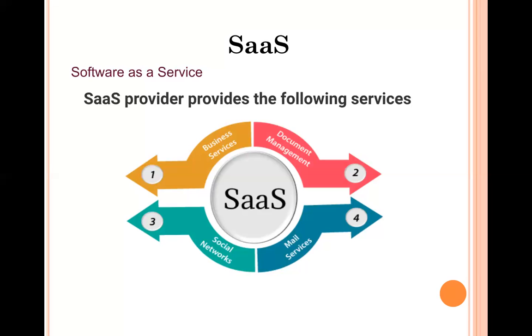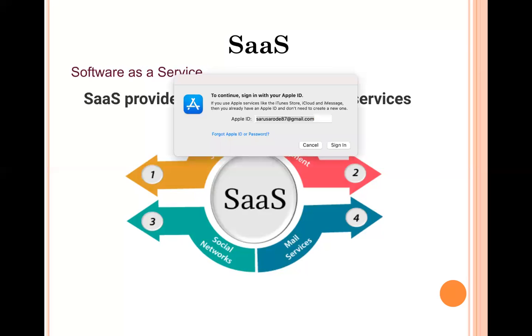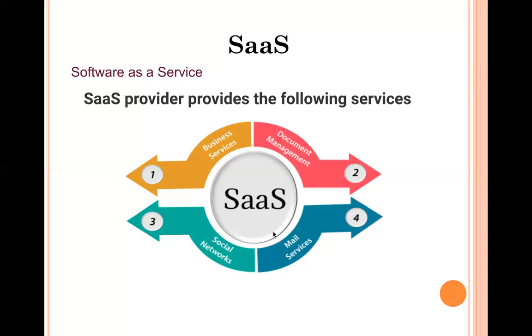Now see, software as a service provides different kinds of services. The first service is business service. The SaaS provides different kinds of business services to start up the business. The SaaS business services are ERP, that is enterprise resource planning, CRM, customer relationship management, then billing and sales. Then second, document management.